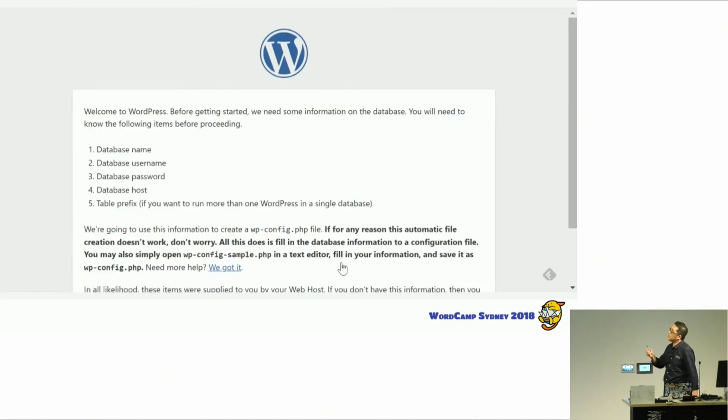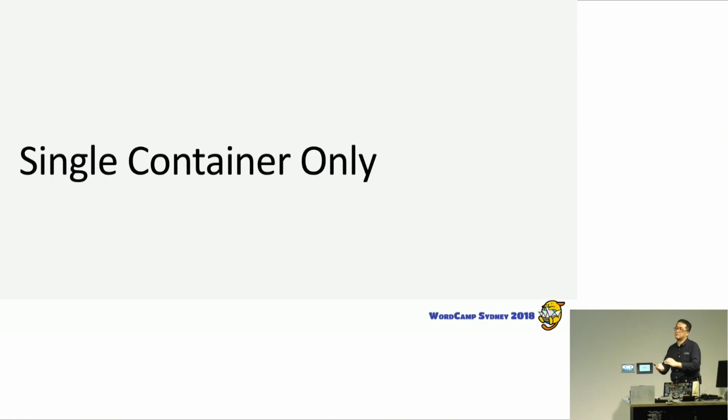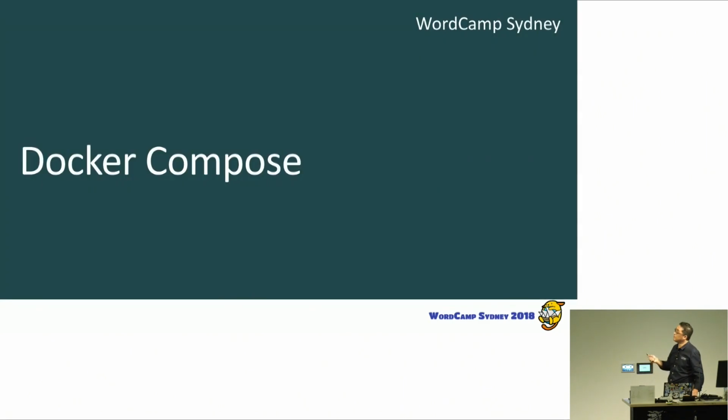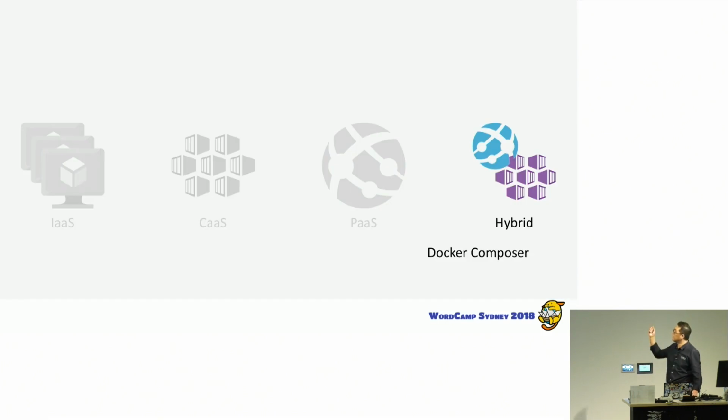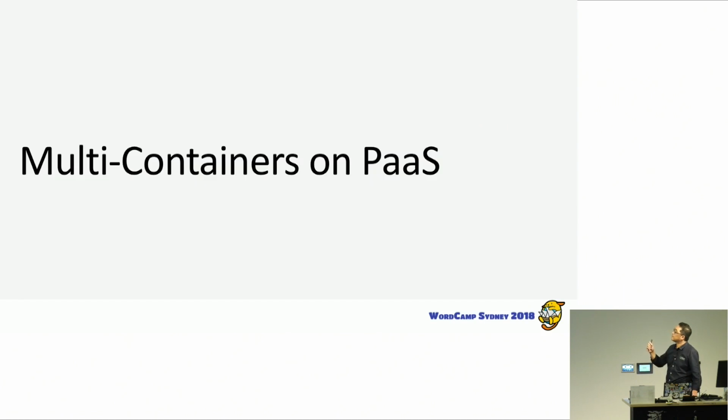The problem is that this is the single container scenario. If we have multiple containers for our development purposes, this scenario doesn't fit. In this case, we can use Docker Compose as the multi-container approach. So this is another hybrid scenario. So yeah, we can use multiple containers with Docker.